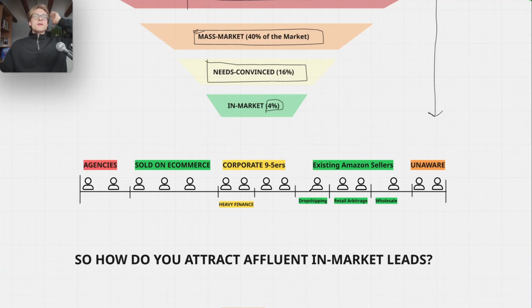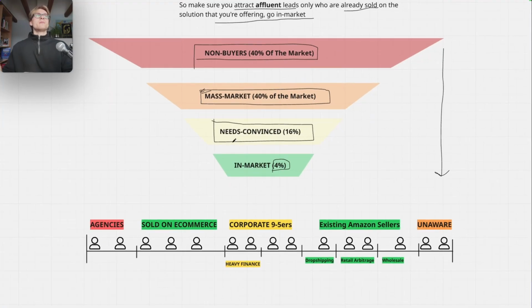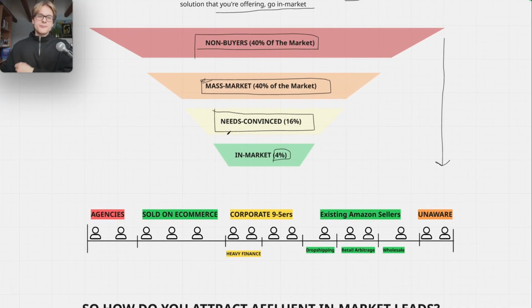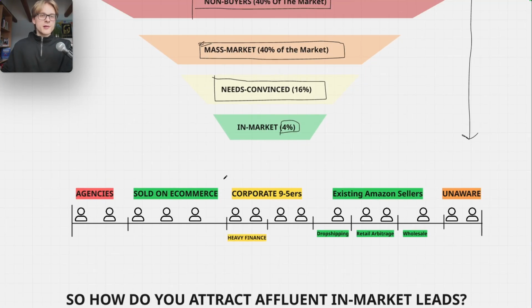So again, the way our ads are written, I could write ads for non-buyers, for the mass market, for needs convinced, or for in-market. Your targeting is basically your ad copy, your audience selections, but since we go broad, that doesn't matter, and your standard event that you select. So let's say I select the standard event Schedule for a resale campaign. Now, my messaging determines who I will target.